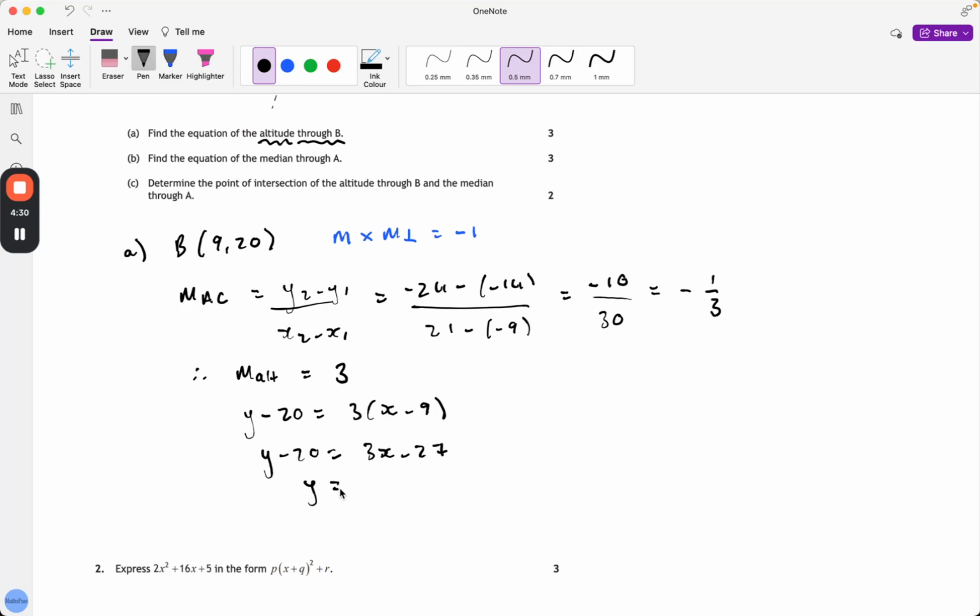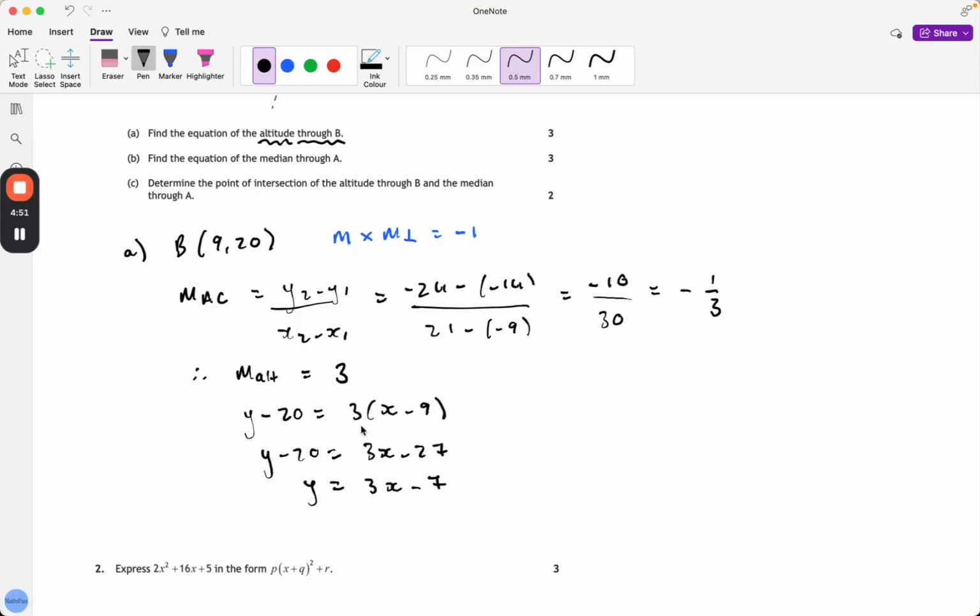That then gives us y equals 3x, and if we add 20 to both sides, we're just going to have minus 7. So our final answer is y equals 3x minus 7 for part A. So you're getting 3 marks there. You're going to get a mark for finding the gradient of AC, a mark for getting the gradient of the altitude, and then a mark for getting your final equation as well.